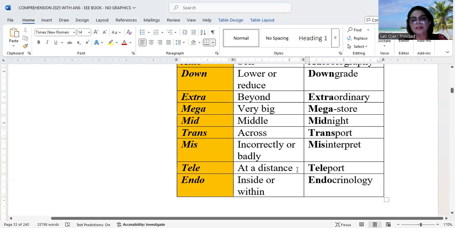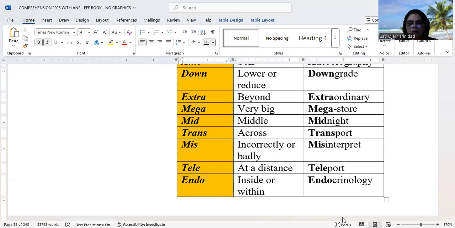Tele means at a distance, to help you to communicate at a distance or through a distance. To communicate at a distance, right? Endo means inside or within. Endocrinology is understanding the body within or inside, right? So we have those, and you're looking at your chapter 6, right?